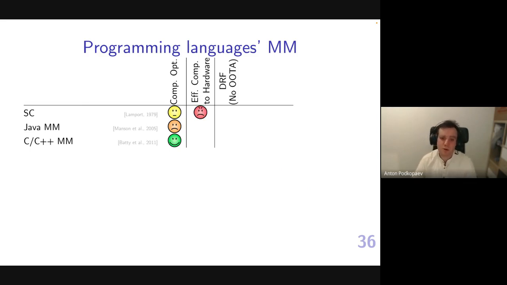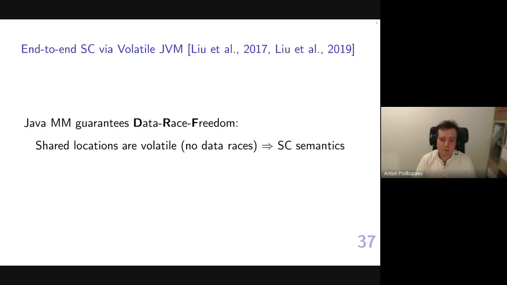However, what about compilation to hardware? As we already saw, if you compile sequential consistency to x86, you'll have to insert memory fences from time to time, and it will produce less efficient target code. But I guess it's interesting how much we'll have to pay. And there was a work showing exactly that.